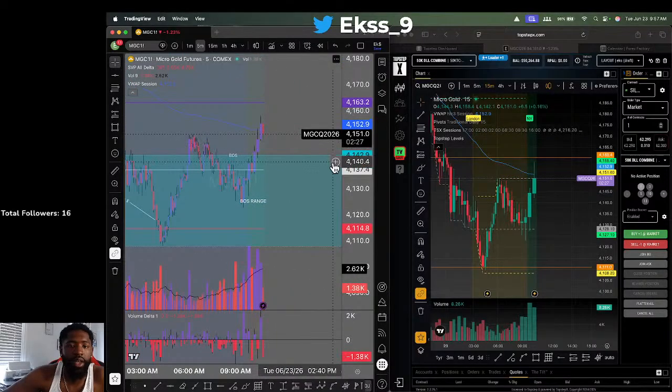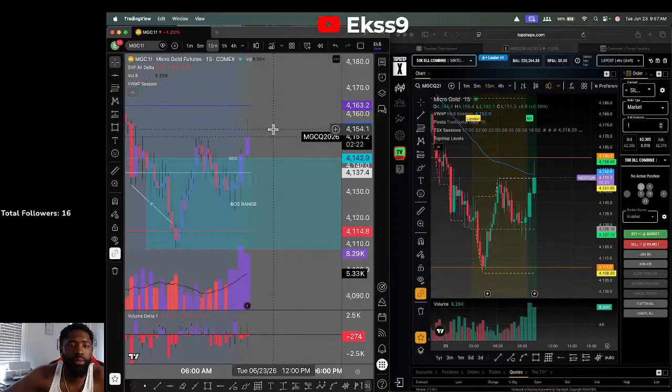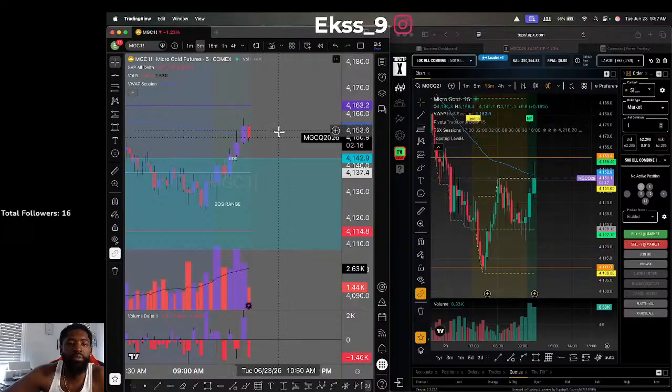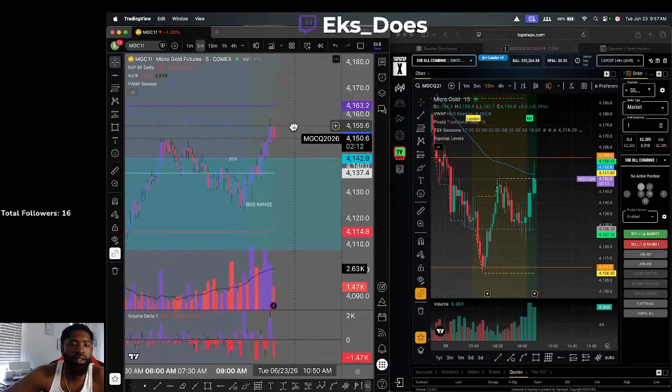And here we are, right? We got this 15-minute candle that's about to close, but it's going to have a strong wick on the upside. And why is that? Because if we go into the 5-minute candle, we see some selling pressure already stepping in.